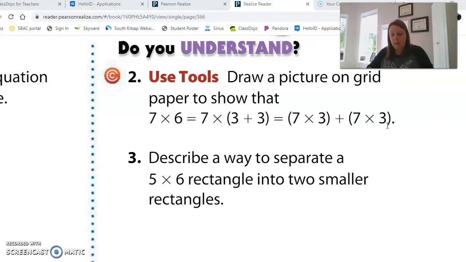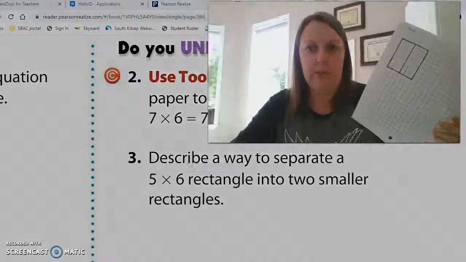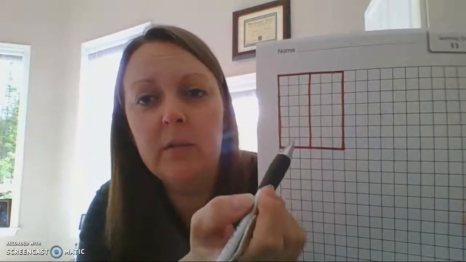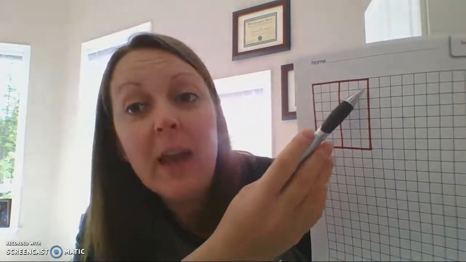Now, on my paper, so let me go ahead and show you what that looks like. This is what my rectangle looks like. So I had one big rectangle. It was 7 times 6. And now I have 2 separate rectangles that are 7 times 3 and 7 times 3. So what I'm going to do now is write on number 2 on my paper, and I'm going to write 7 times 6 equals 7 times 3 plus 7 times 3.